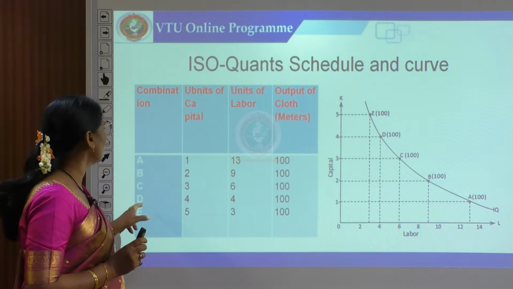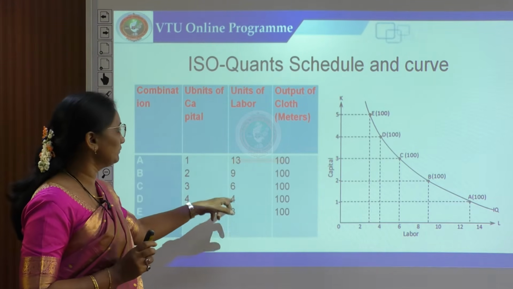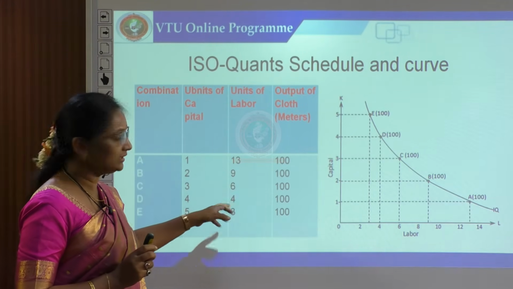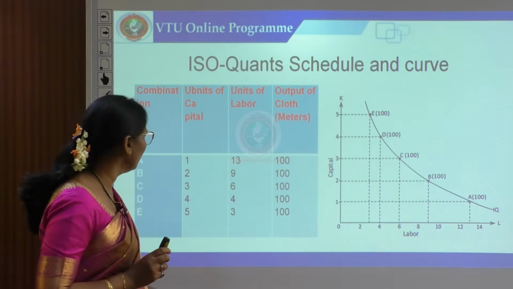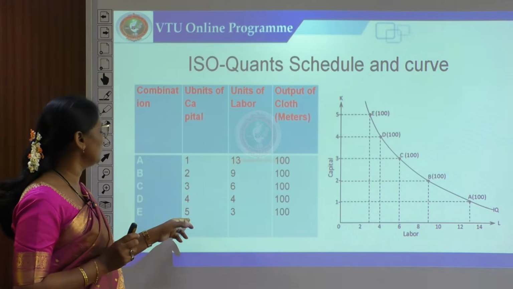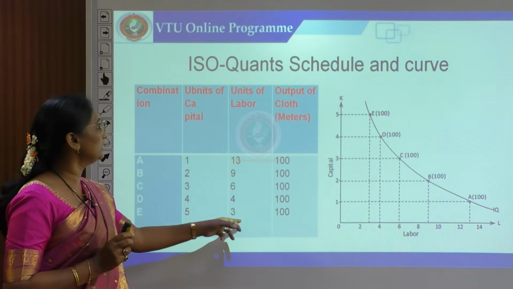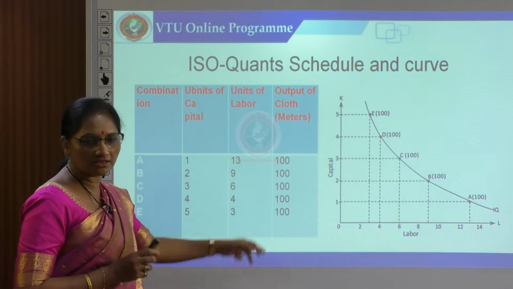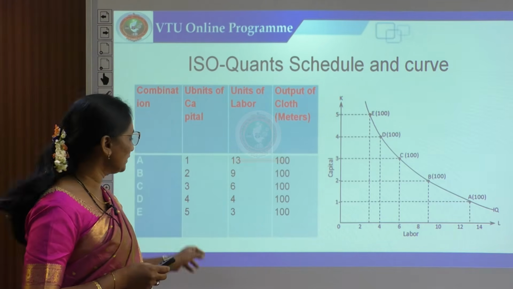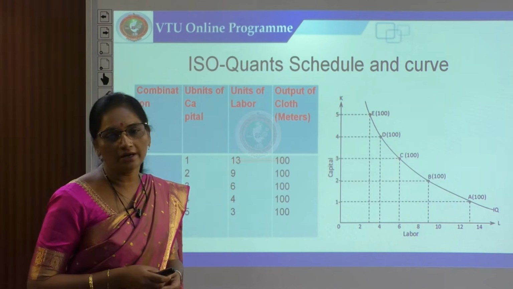D combination, 4 capital and 4 labor, equal to equal they are taking, that is also producing 100 units. E combination, 5 capital and 3 labor. See, the capital is more here, labor is less. This combination we can say is a techno oriented firm. Here that is also producing 100 units.